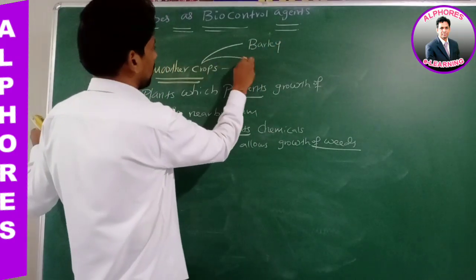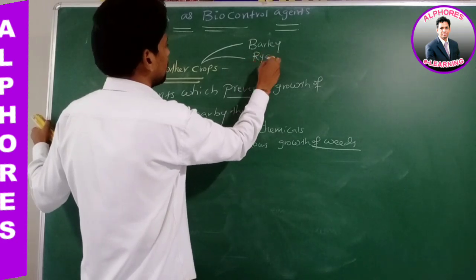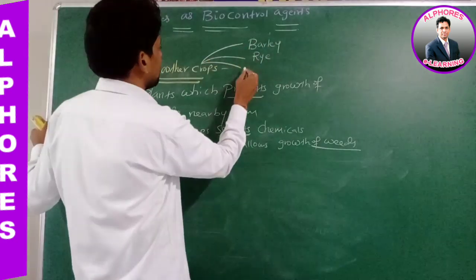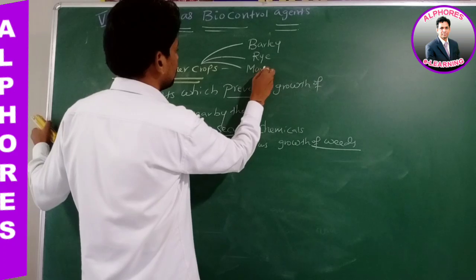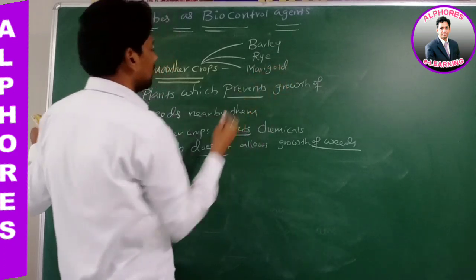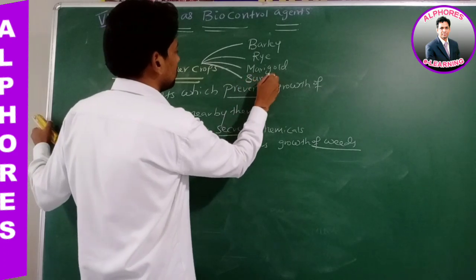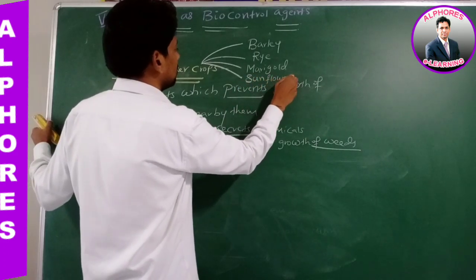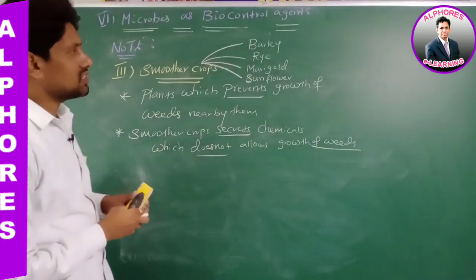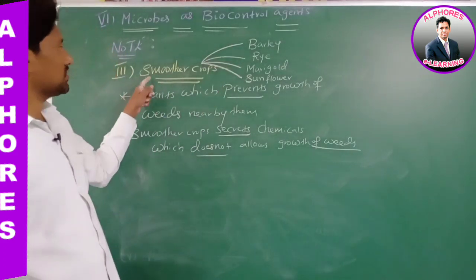Okay. Number 2, rye. Number 3, marigold. Number 4, sunflower. These are some examples of smother crops.